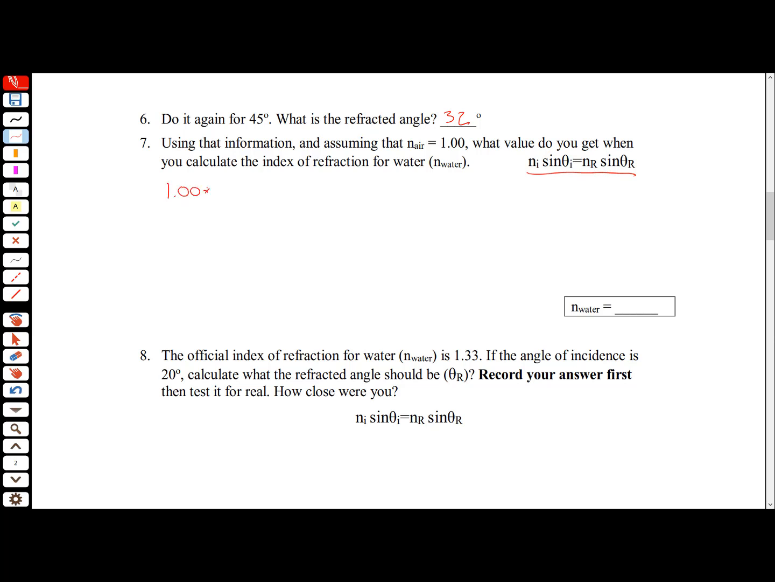for the moment, sine theta I, if it came in at 45 degrees and it went into water. We're going to pretend we don't know that this value is 1.33, and write sine of 32 degrees on this side. Well, sine of 45 degrees is equal to 0.707. The index of refraction for water, again, simply means how well does light slow down and bend when light comes into it. And sine of 32 degrees is 0.53.